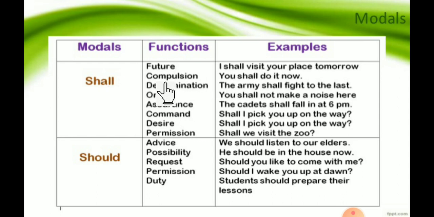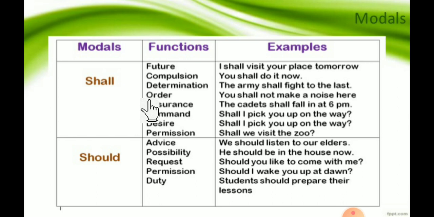Next, compulsion. If it is compulsory, you should use shall. You shall do it now. So it is compulsion. You have to do it now. Whatever work I have given, that should be finished now. Next, determination. If it is determination, you can also use shall. So example, the army shall fight to the last.